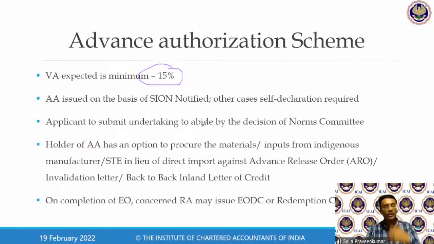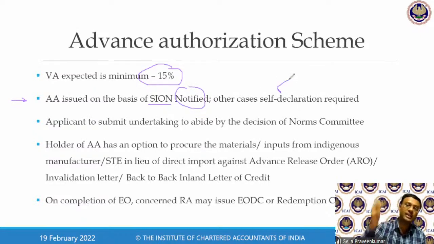So what if I do better? You're saving money, you're getting money back to India, you've done fantastically well. So this is a basic expectation. That means for any business you do, ensure that you have that margin of 15%. Now, this advance authorization, I said, the basis for me is the CON, and it should be notified. So what if the CON is not notified? Make a self-declaration, go to the norms committee, and get your CON fixed by the norms committee.